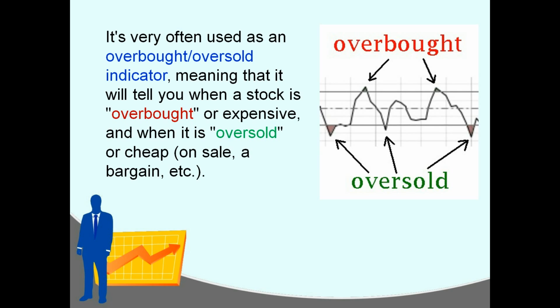It's very often used as an overbought or oversold indicator, meaning that it will tell you when a stock is overbought, like here and here. And overbought means expensive, okay? Means it's at a high price. Or when it's oversold, like here and here and here. And oversold is just a fancy way of saying that it's relatively cheap, or it's on sale, or a bargain, etc.